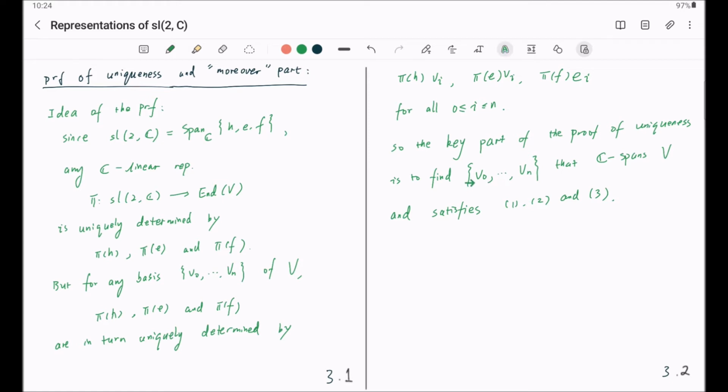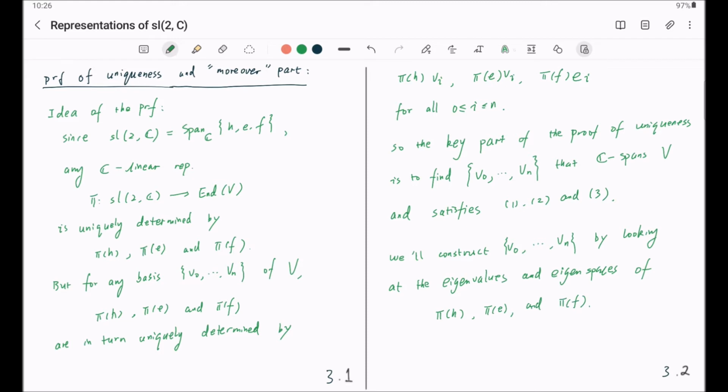Now, how are we going to find V0 through Vn? We'll find them by looking at the eigenvalues and eigenspaces of pi of H, pi of E, and pi of F. So that is the idea of the proof of uniqueness and this moreover part.